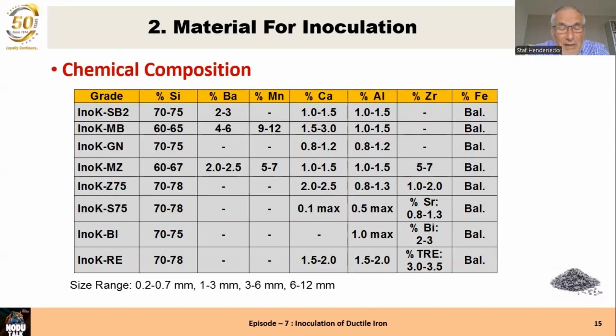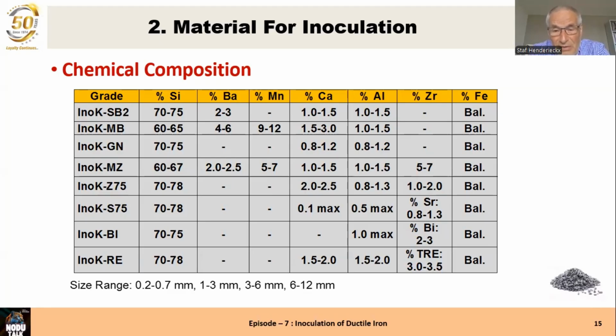Here we see some of the potential inoculants by Castwell, and you see the silicon is all around 60 to 75%. You have three types with barium. Remember, that's for medium and thick sections. You have the ones with manganese. I am not using that much in ductile iron because manganese is not the best element to add more of in ductile iron. But it can be used. It anyhow decreases the melting point of your inoculant.